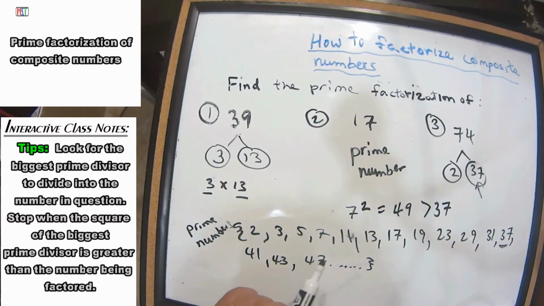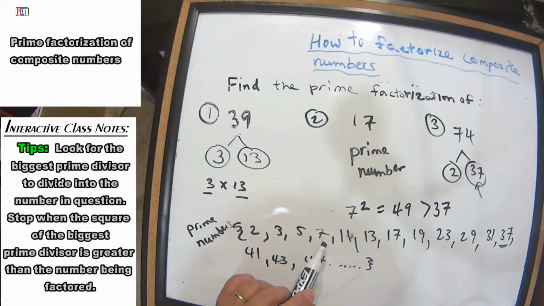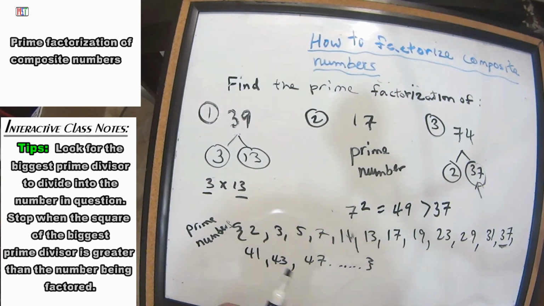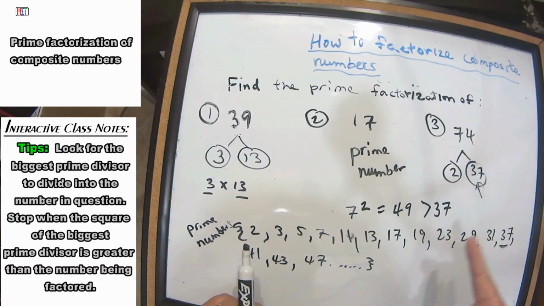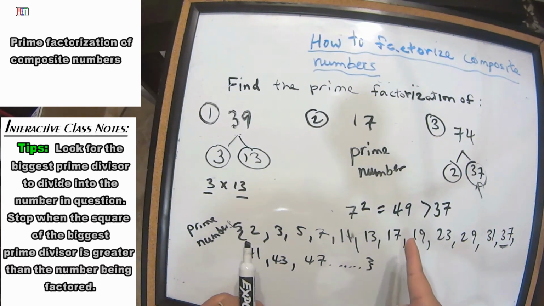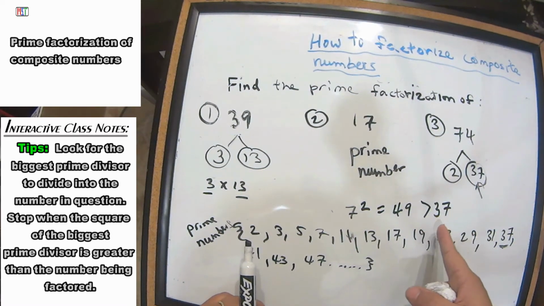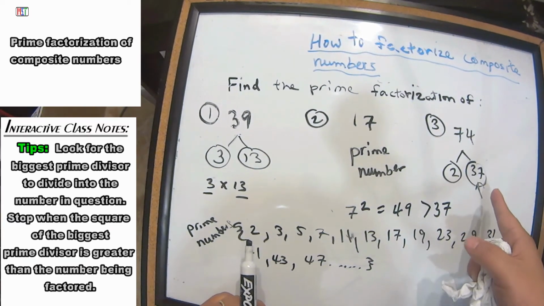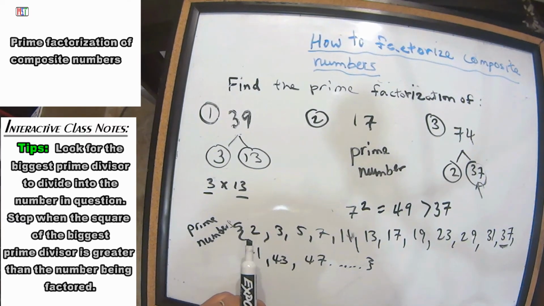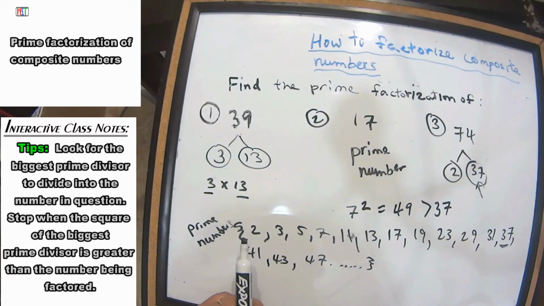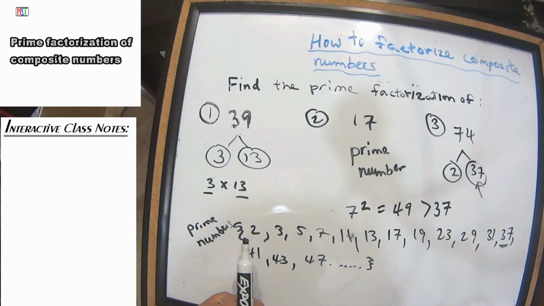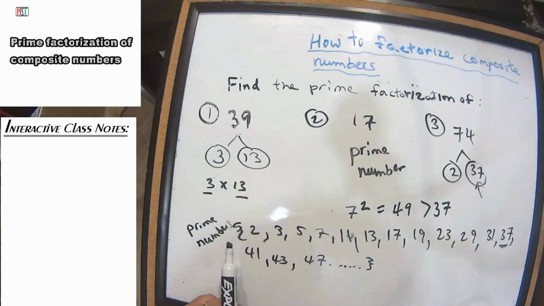So the trick here is to square the largest divisor. It will not get into that number, obviously, right? You cannot divide into that. But you want to square the biggest divisor. Okay, so what happened here is 7 squared is 49. If it's greater than the number we're looking into, then that means that 37 is the prime number, and we don't need to go further. We don't need to keep searching for the largest divisor that can get into 37, because 37 is the prime number, right?